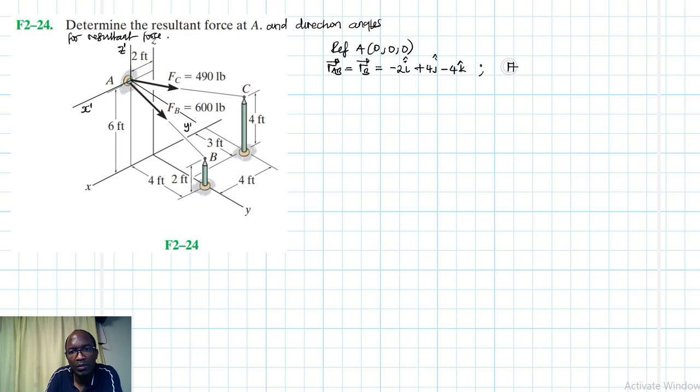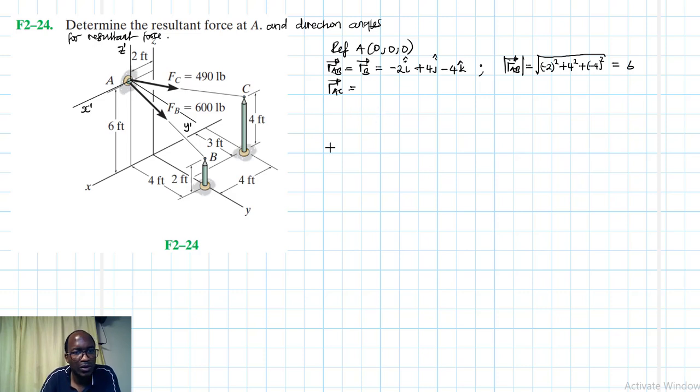And then let's find the magnitude. This is just going to be equal to minus 2 squared plus 4 squared plus 4 squared. This is just going to be equal to, where's my calculator? That's 2 squared plus 4 squared plus 4 squared. Alright, so that's a 6. Let's find RAC.